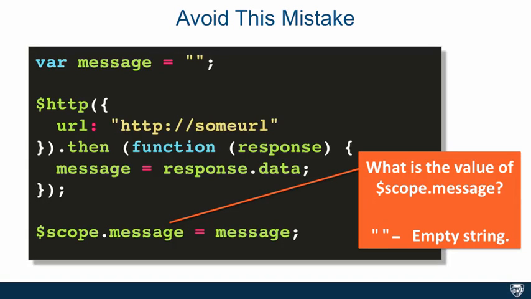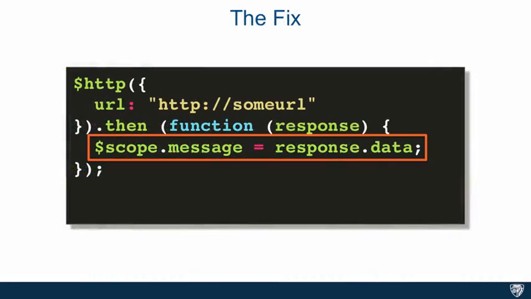Why is that? Well, remember that we're dealing with an asynchronous call. The local variable message will not get set with the response.data until after the last line on the slide executes. That last line will set the $scope.message to whatever the value of the local message variable is right now, which is an empty string. So what's the fix? Well, it's actually quite simple. The proper implementation will be to set the $scope.message to the response data directly in the function representing a successful resolution of the promise. The setting of the message on the scope service will then occur only when the data is returned and the promise is resolved.